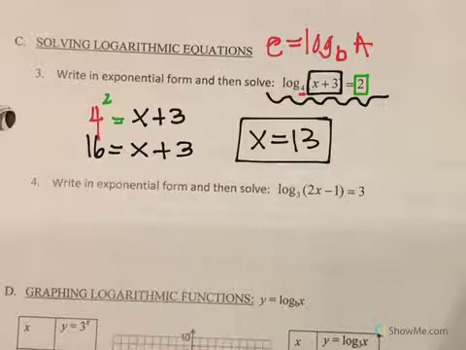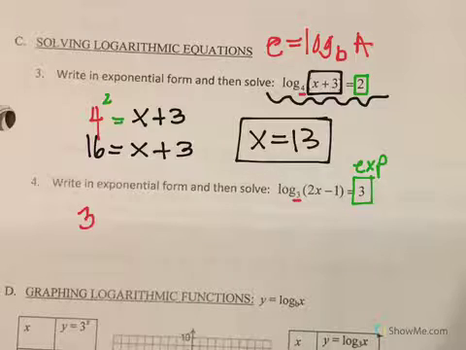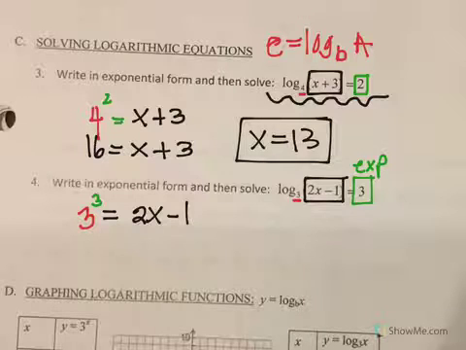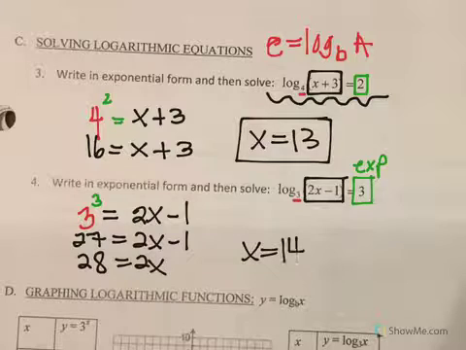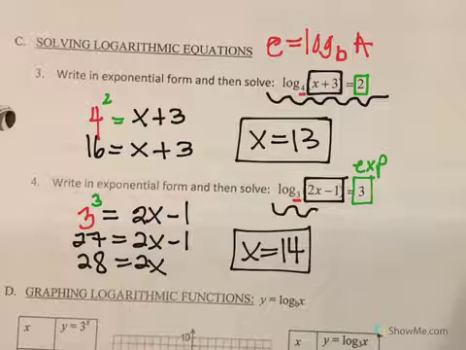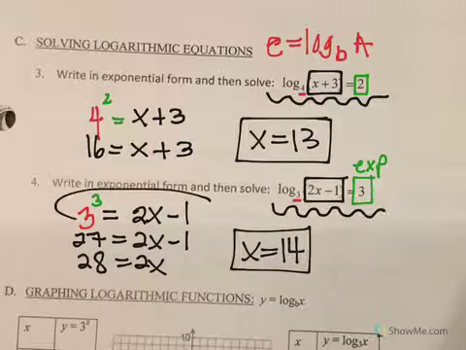Let's do it again. ELBA. This is the exponent. This is the base. So 3 to the third power equals, there's the answer right there, 2x minus 1. So I get 27 equals 2x minus 1, and I get 28 equals 2x, and I get x equals 14. So again, we went from very complicated to very simple.